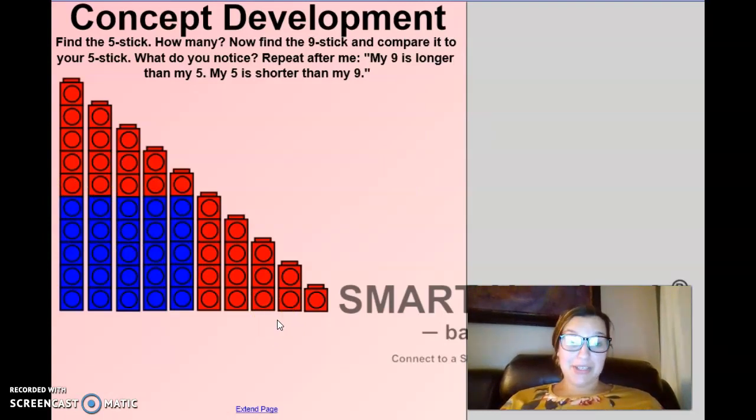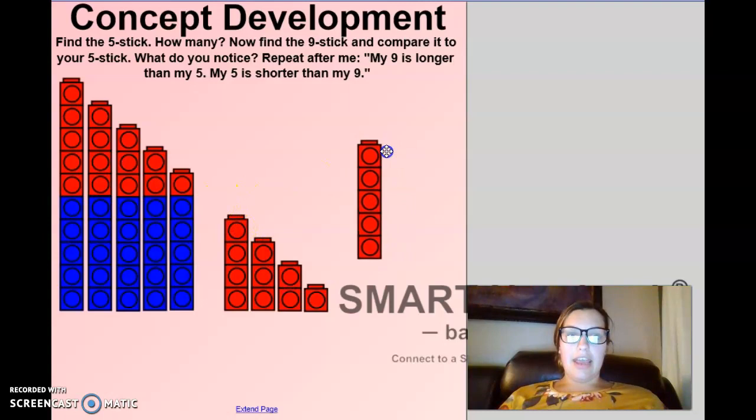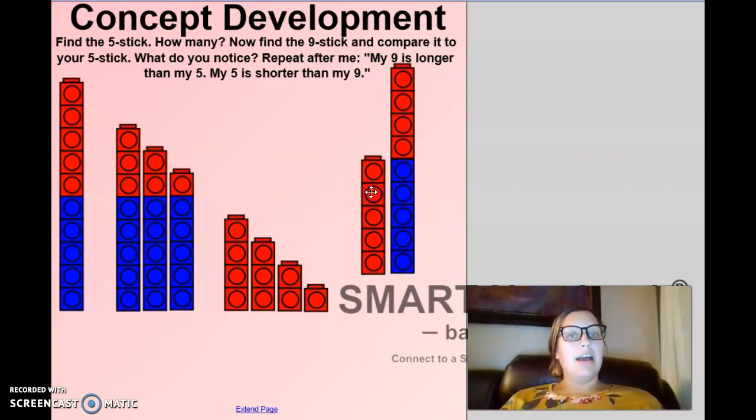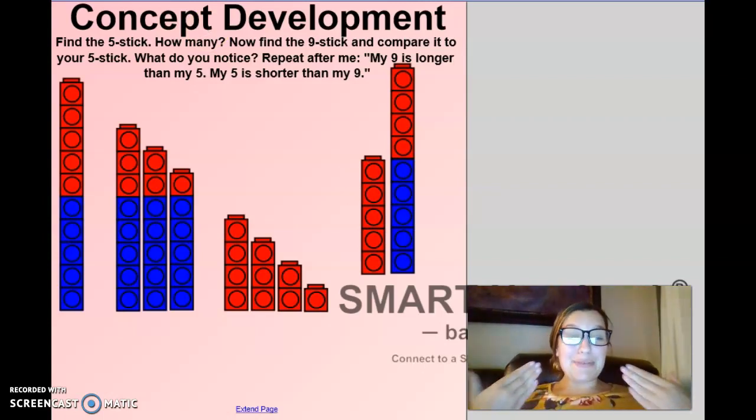Okay, are you ready for this challenge? We have to pull out that 5 stick first. 1, 2, 3, 4, 5. And now we need a 9 stick. So 5, 6, 7, 8, 9. Oh my gosh. I want you to think of the 2 sentences we would use and then figure out how much longer our 9 stick is than our 5 stick. Go ahead. I'm so glad you're back.